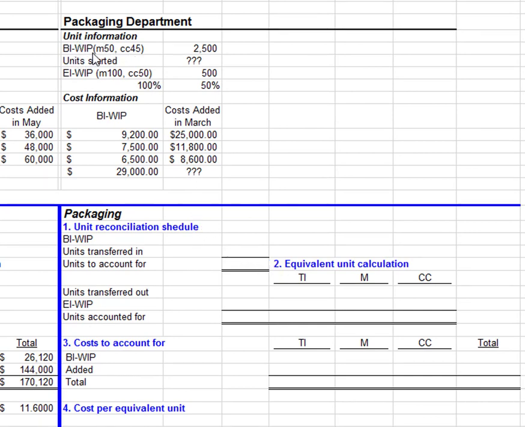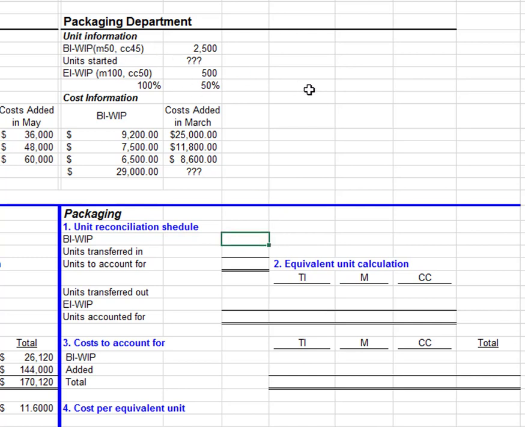We're given the beginning inventory work in process. Again, we're given the percentage of completion with regards to materials and conversion costs. But because we're using the average method, we don't need to know the percentage of completion of beginning inventory. The average method just uses the percentage of completion of ending inventory. There are other methods like the first in, first out method that require the beginning inventory percentages to be used in the calculation. But the most popular method is the weighted average method, and that's the one that we're going to use here. So let's look at our unit reconciliation schedule.